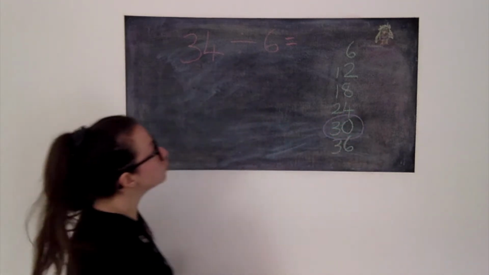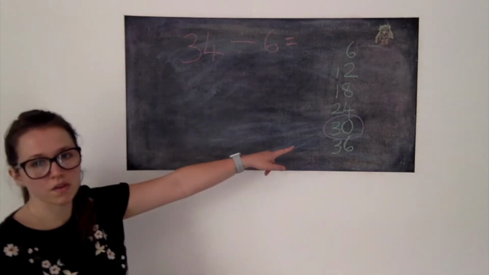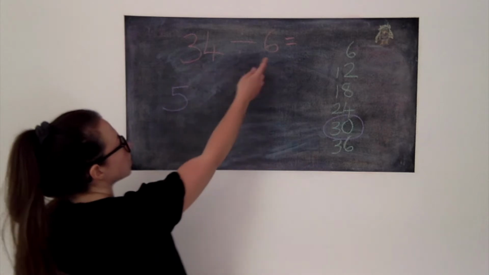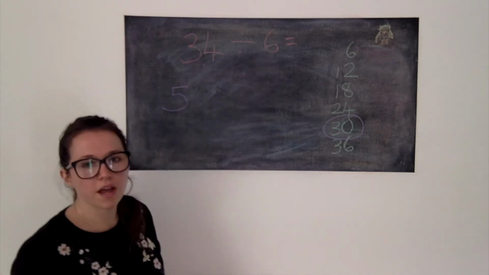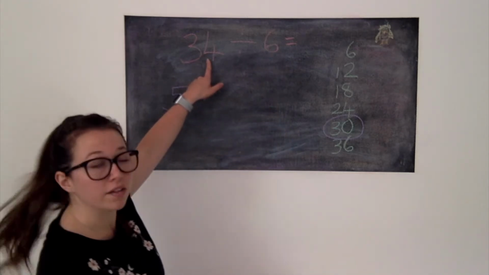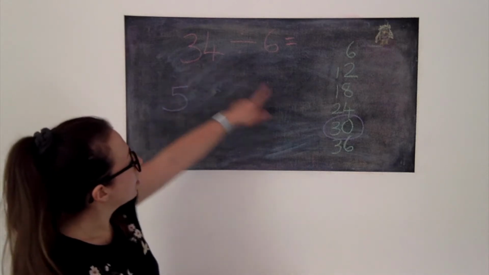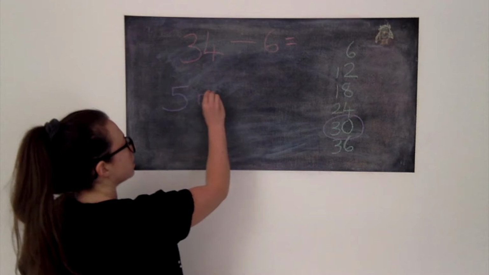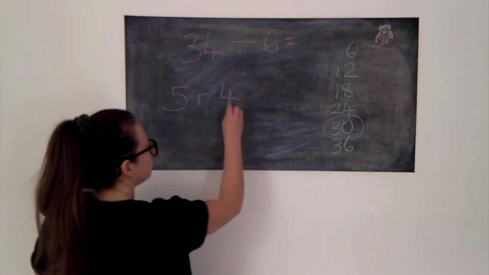I've only got enough to make 5 groups. So 5 full groups of 6 is 30. So that's my whole number. 5 full groups of 6. How many did I have left over? I had 34 things to share out. I could only put them in groups up to 30, so my remainder is 4.